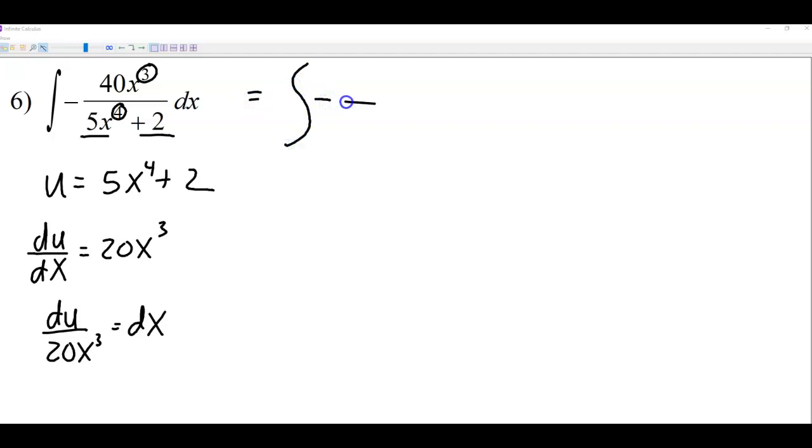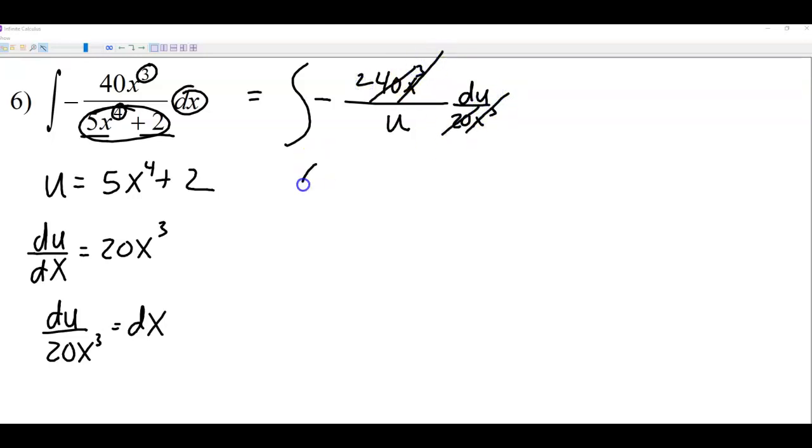The negative is going to stay there. The 40x to the 3rd is going to stay there. The entire denominator we decided was u, and the dx was du over 20x cubed. Now the x cubes go away, and 20 goes into 40 twice. So rewriting this in a little bit of a simpler format, I've got negative 2 over u du.